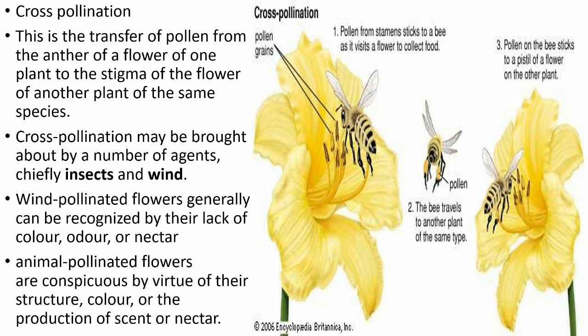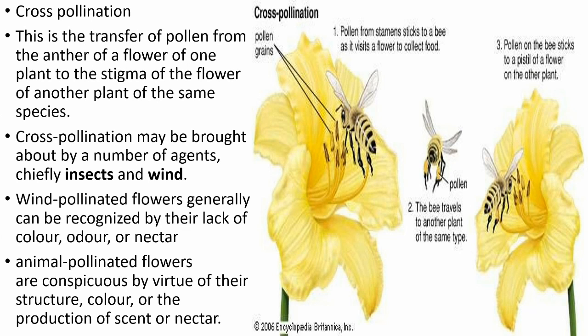Pollination is brought about by different agents. We could have insect-pollinated flowers or wind-pollinated flowers. So when we have wind-pollinated flowers, what are the things that make the plants able to undergo wind pollination? The limitations include the lack of colors, odor, or nectar. These are the same factors that enable animals to pollinate other plants, like the structure of the flower, the colors, and the scent they produce.